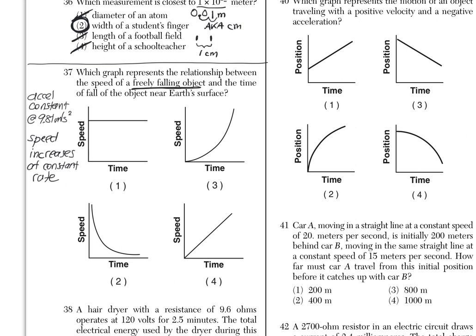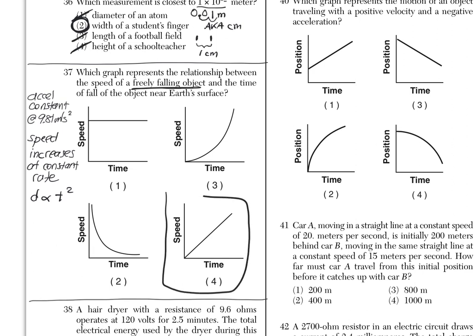But if the speed is increasing, that means that the displacement, the actual distance that the object falls, is going to get greater and greater and greater. That displacement is proportional to time squared. And so if the speed increases at a steady rate, the answer to number 37 is 4.